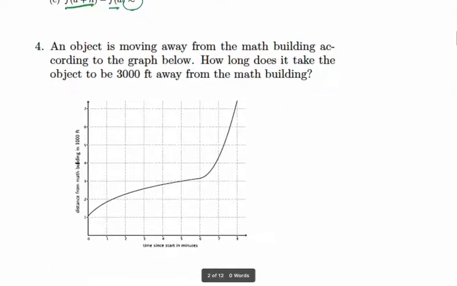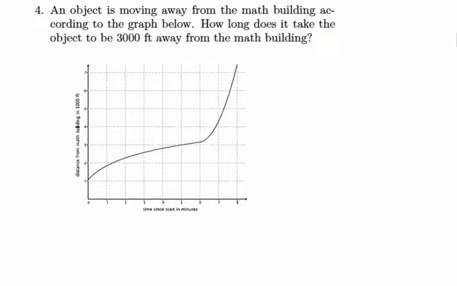Let's look at the next problem. So another graph reading problem. An object is moving away from the math building according to the graph below. How long does it take the object to be 3,000 feet away from the math building? So this is time. I know it's kind of small, so I zoomed in on the graph. But here, time since starting in minutes, and distance from the math building is 1,000 feet, 2,000 feet, 3,000 feet. So what is the corresponding time for 3,000 feet?